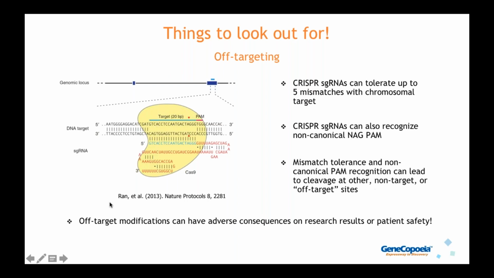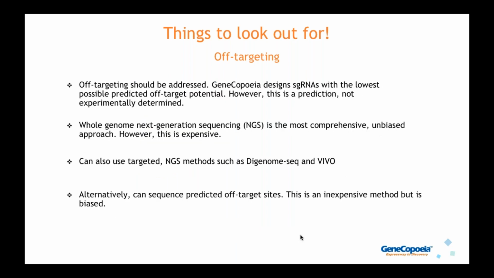It depends on what you're doing, but off-target modifications can have adverse consequences on research results or patient safety. And in fact, a lot of journals now are requiring people to even do whole genome next-gen sequencing after a CRISPR experiment to make sure that no off-target modification occurred. So off-targeting should definitely be addressed. We do design CRISPR guide RNAs with the lowest possible predicted off-target potential. However, this is a prediction, not experimentally determined.